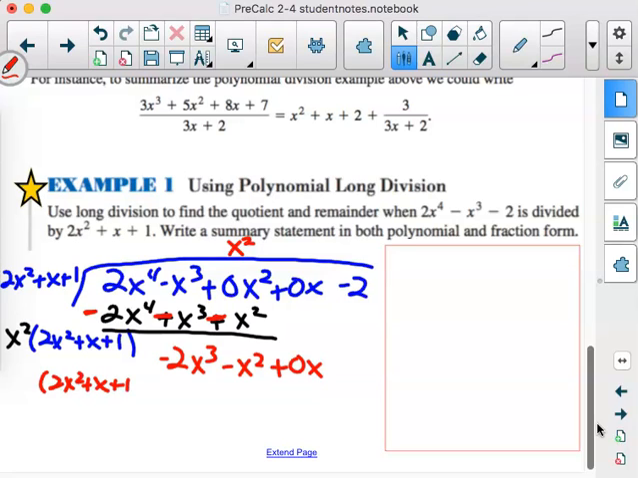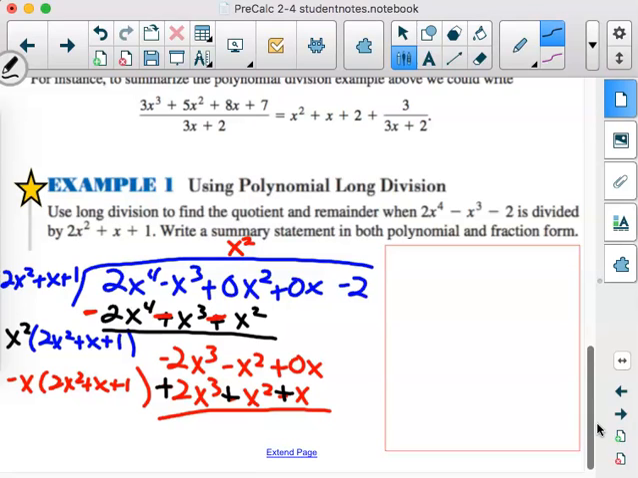Starting again, 2x squared plus x plus 1. And I realize, well, this time I need negative 2x cubed. So I'm going to need a negative. And I'm going to need another x. So that's going to be multiplied now by negative x. Negative 2x cubed minus x squared minus x. Again, I want to change the signs so I don't lose track of that subtraction.